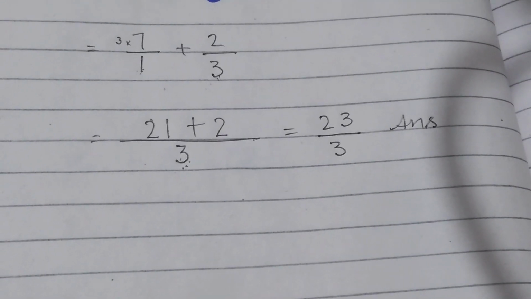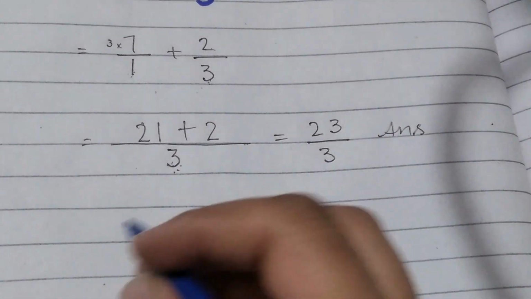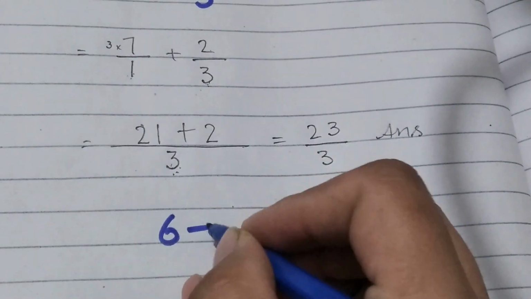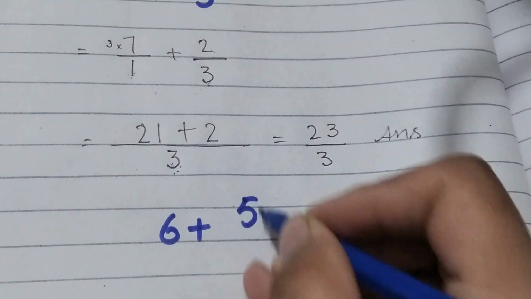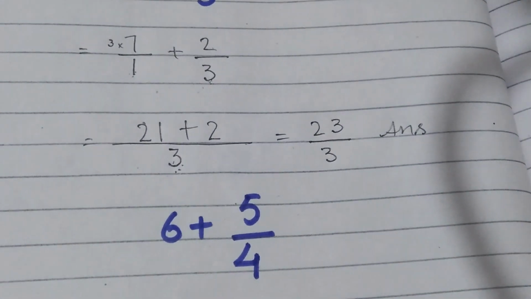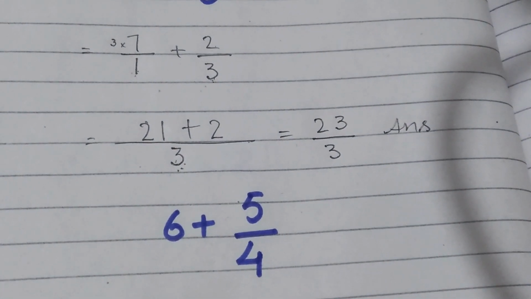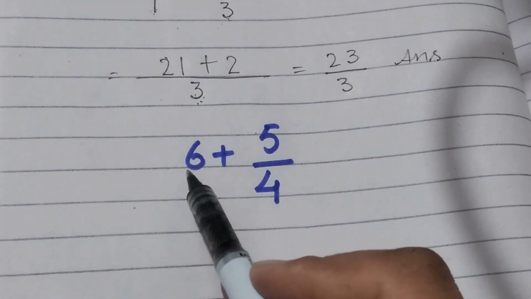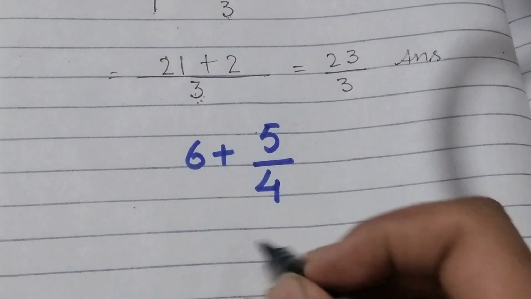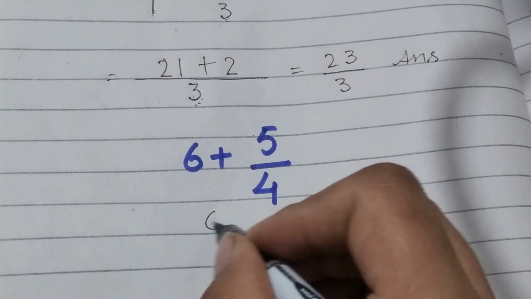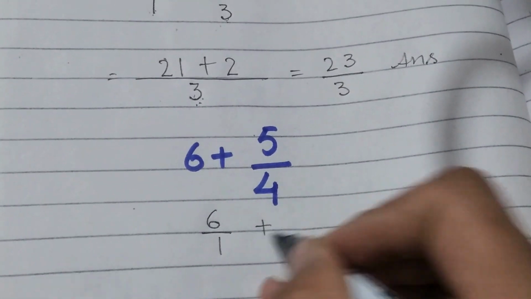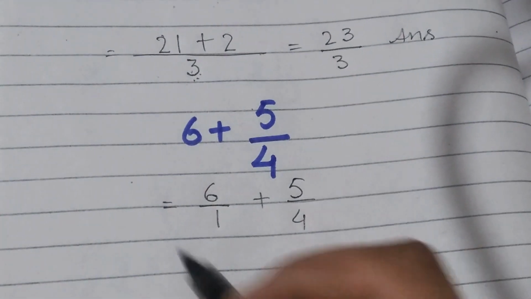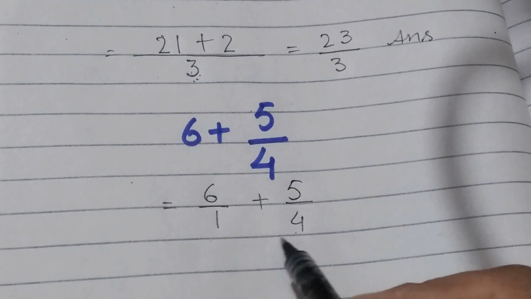Now we will write one more question. Here I am writing 6 plus 5 by 4. Now this is the second question of addition of fractions. Here you can also see that there is no denominator of 6. So we will write here 6 by 1 plus 5 by 4. The equal sign is compulsory. Now we will again take the LCM.